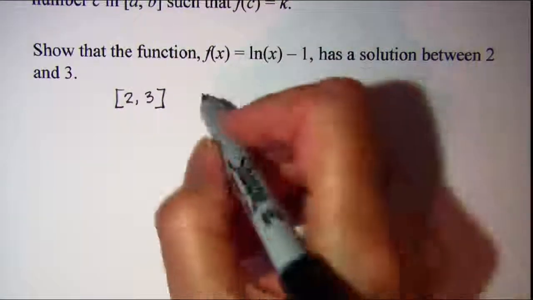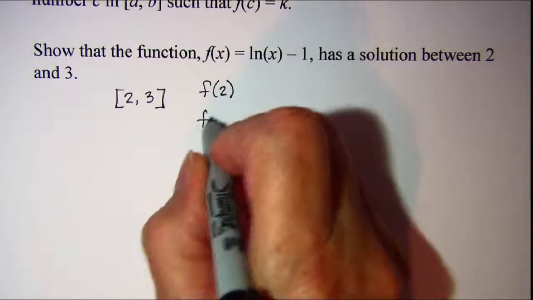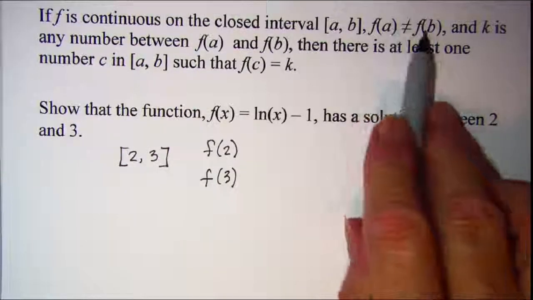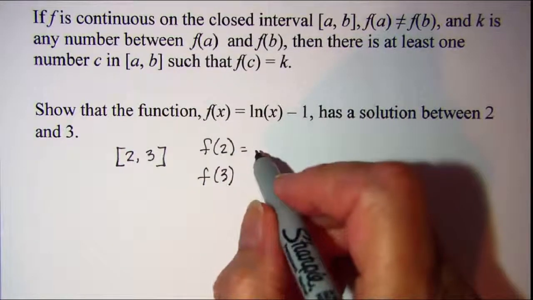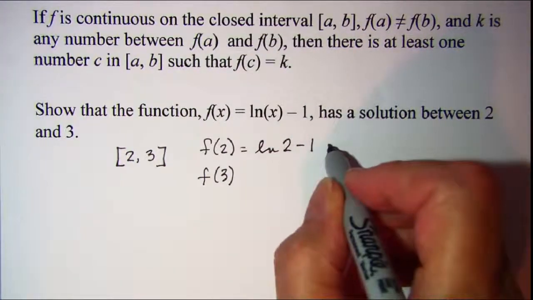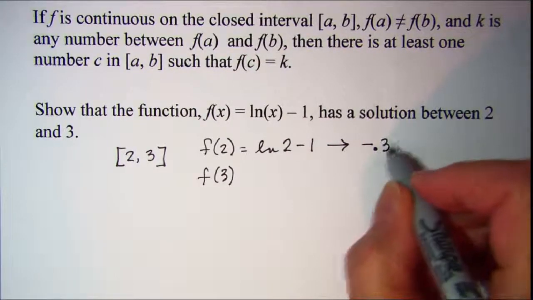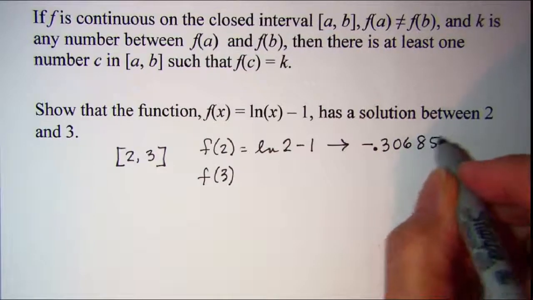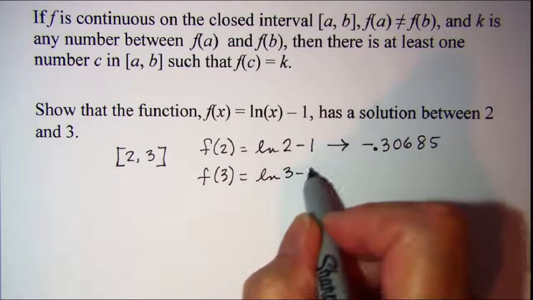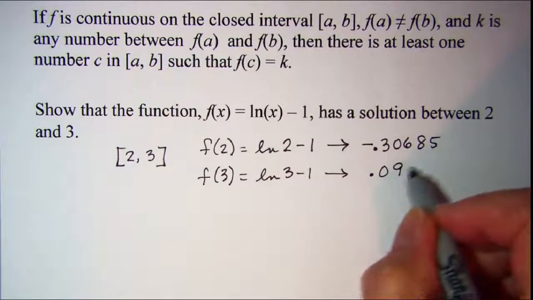And we need to find f of 2, and we need to find f of 3, and show that those are not equal. So f of 2 is going to be ln 2 minus 1, which is approximately negative 0.30685. And f of 3 is ln 3 minus 1, which is approximately 0.09861.